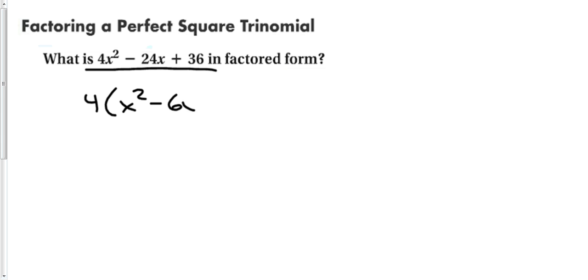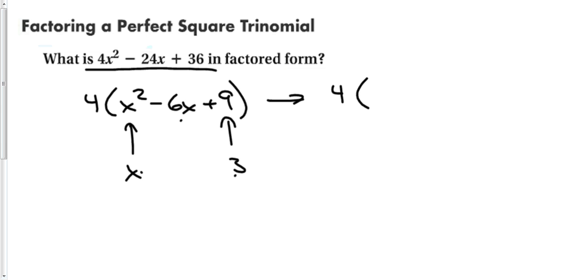x squared minus 6x plus 9. And notice that I also still have a perfect square trinomial because x times x gives me x squared, and 3 times 3 gives me 9. And so x times 3 times 2 gives me 6x. So that means this can factor into, don't lose the 4, x minus 3 squared. Recognizing perfect square trinomials will help immensely when you go to factor.